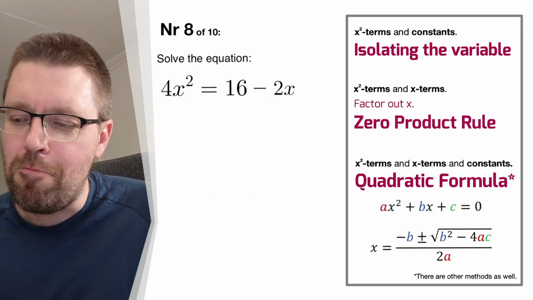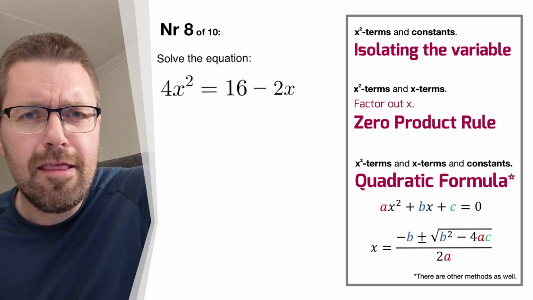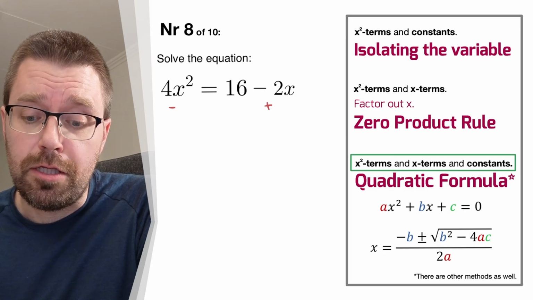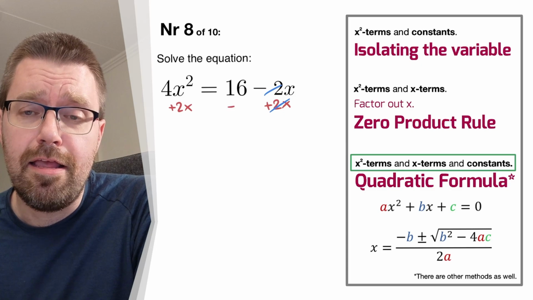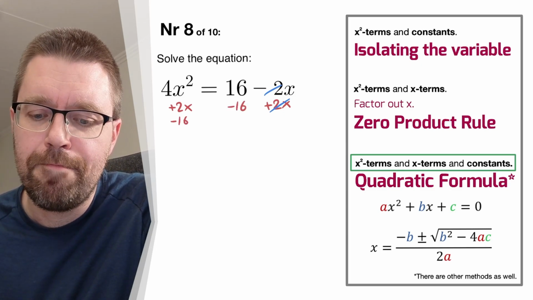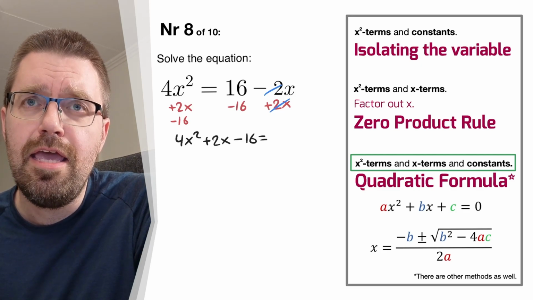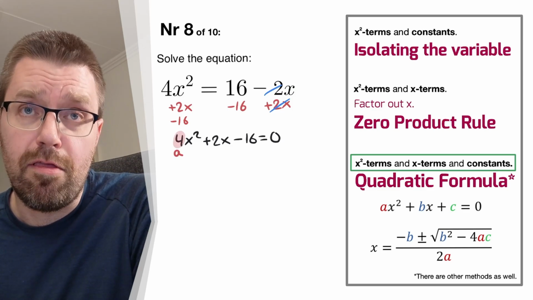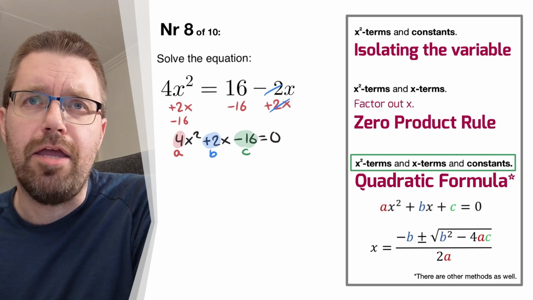Number 8. We have x squared term and constant term and x term, and this equation is a bit harder. I know that I will use the quadratic formula, so I send over 2x to the other side and then 16 to the other side by taking the inverse operations like this. So I got 4x squared plus 2x and minus 16 equals 0. Then I know that a equals 4, b equals plus 2, and c equals minus 16.